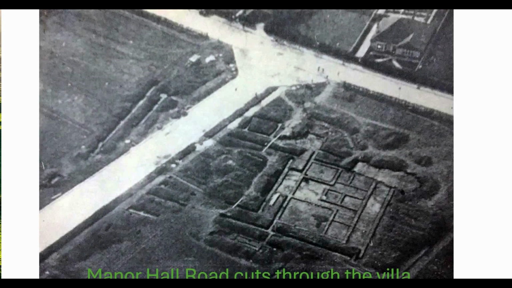This is an aerial photo from the 1930s, while the excavation was in progress. Sadly, Manor Hall Road had already cut through the southern part of the villa. The site has been investigated multiple times from 1815 to 1981.